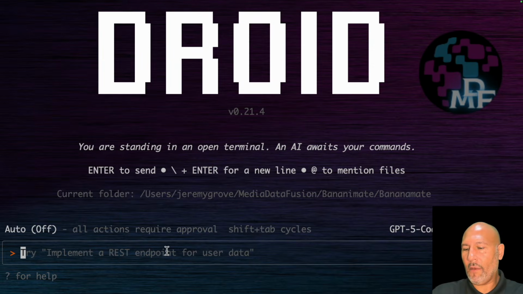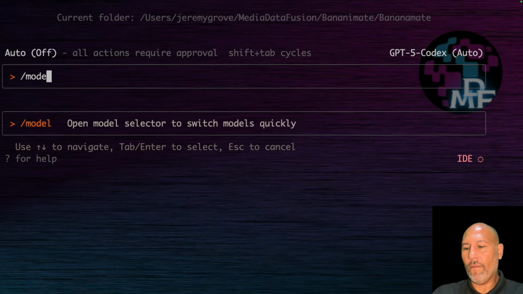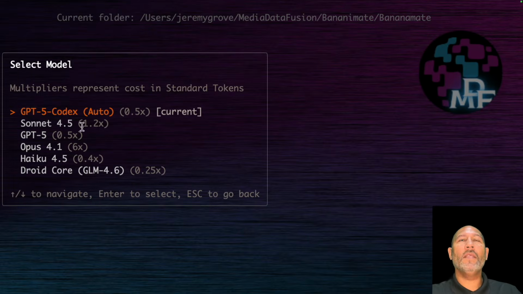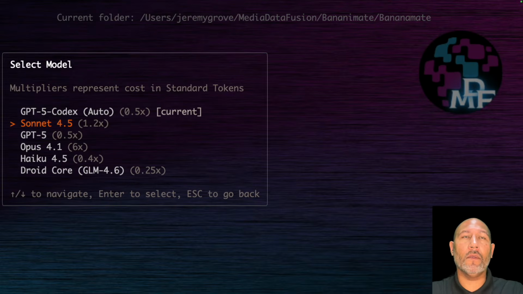So we can come here, we can see our models. So these are the default models that they offer on one of their plans. You can see the GPT-5 Codex, the price for Sonnet 4.5 is significantly higher. Definitely the issue with the Sonnet models, and even the Opus model was even 6 times. You can see the cost on that one. They're just trying to shut that one down. And the Droid core is using GLM 4.6.